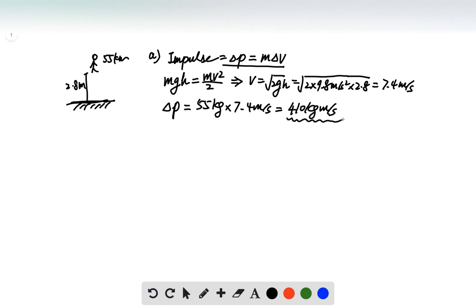And impulse is always in the direction of the force. So in this case, the force exerted by the ground onto this person is going upward. So the impulse will also be upward.